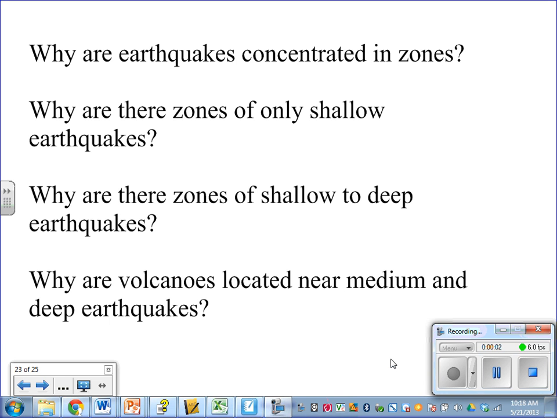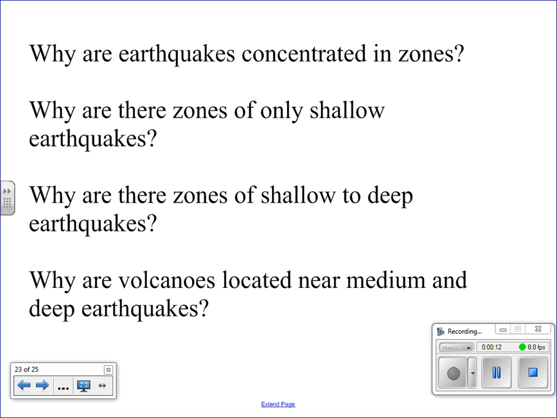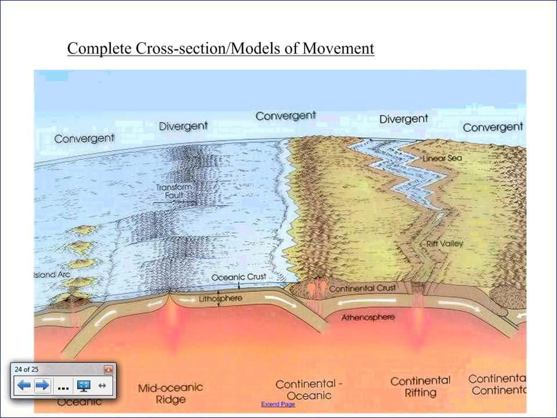Okay, we left off talking about the different types of plate boundaries: divergent, the three types of convergent, and transform. You were supposed to be able to answer these four questions by the time you were finished. We are now going to move on to what this looks like on the grand scheme of things, so a complete cross-section of the Earth and its movement.